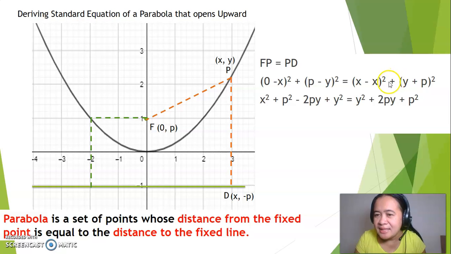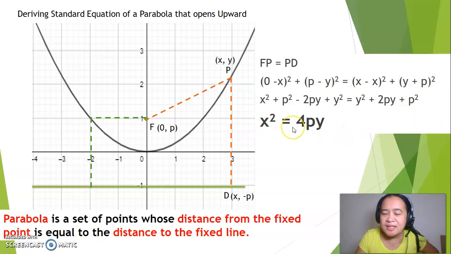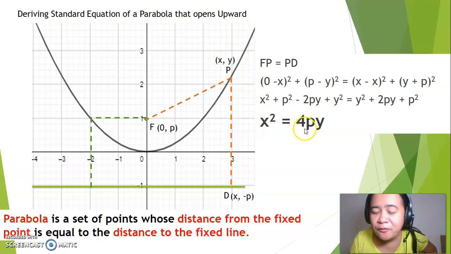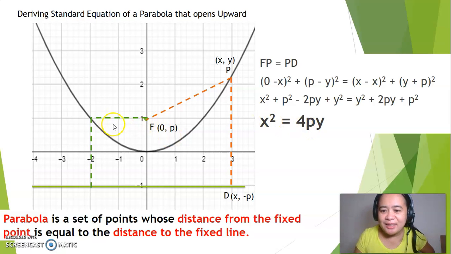So this one we can cancel. Square this, that is y squared plus 2py plus p squared. So take note, we can cancel p squared and p squared. We can cancel y squared and y squared. Transfer negative 2py to the other side. That would become 2py plus 2py. Simplifying, x squared is equal to 4py. Take note, this is the standard equation of a parabola that opens upward. And this 4p here represents the length of the latus rectum.